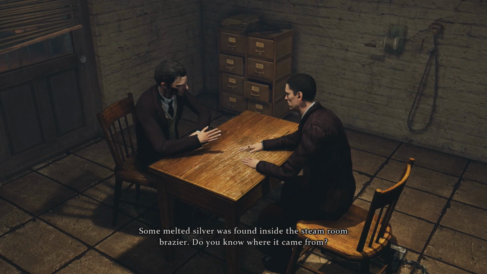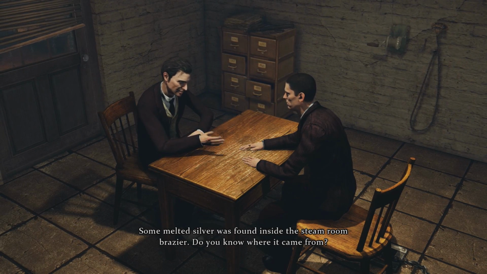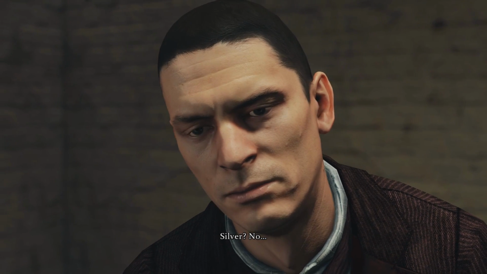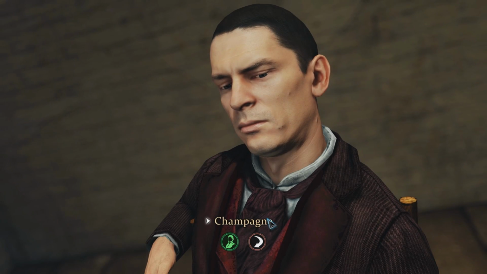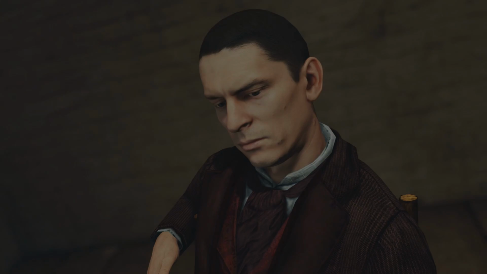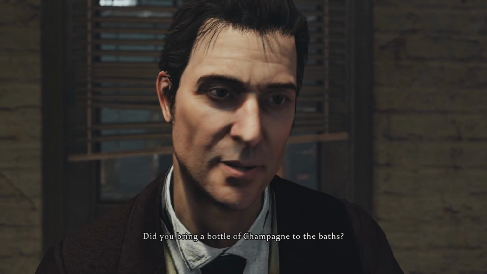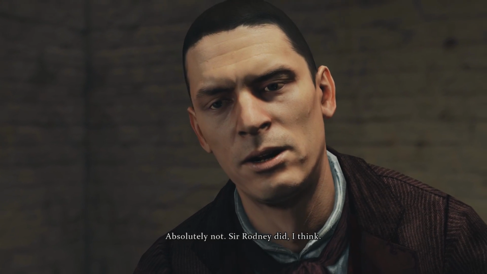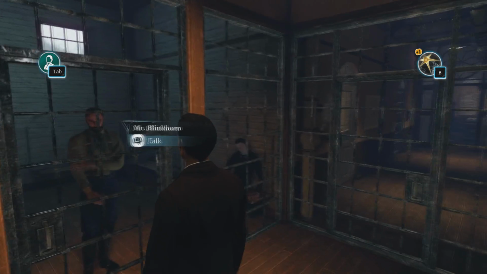Some melted silver was found inside the steam room brazier. Do you know where it came from? Silver? No. Nobody is owning up to the silver. How about the champagne? Did you bring a bottle of champagne to the baths? Absolutely not. Sir Rodney did, I think. Why would he do that?